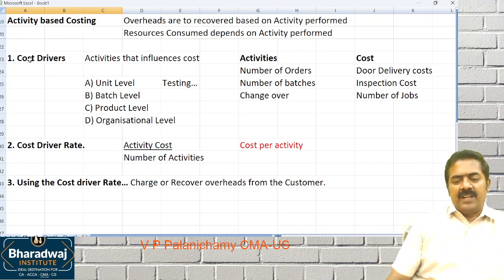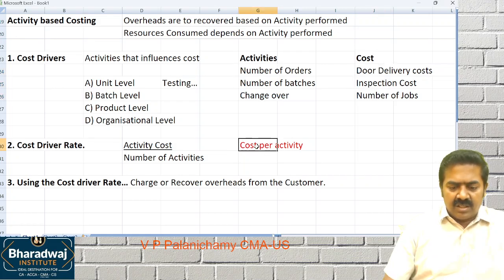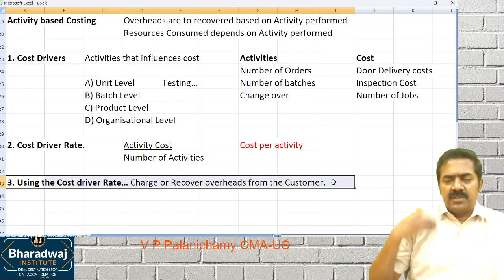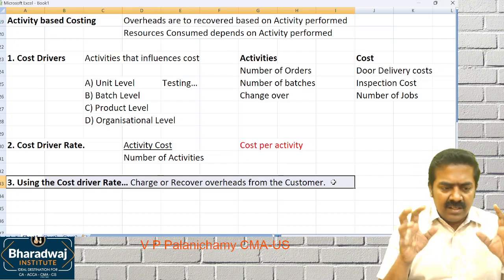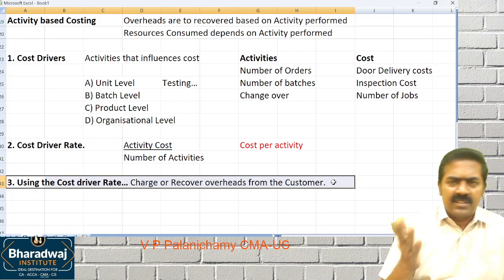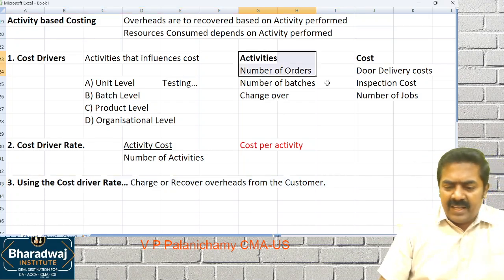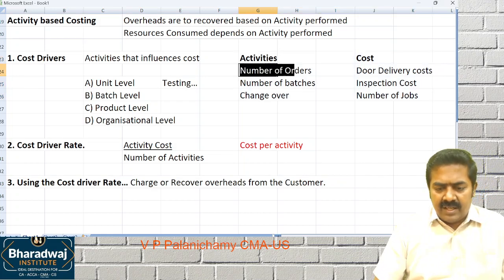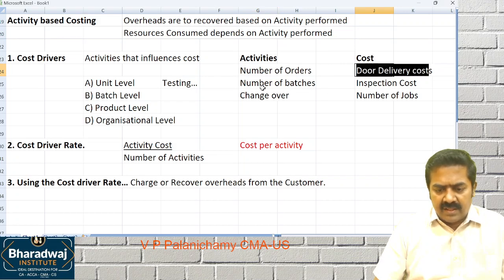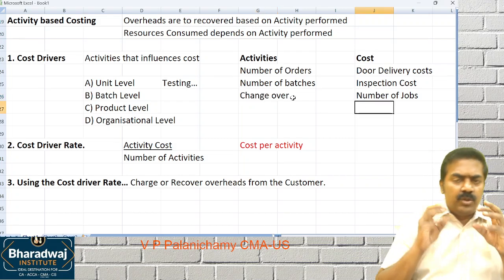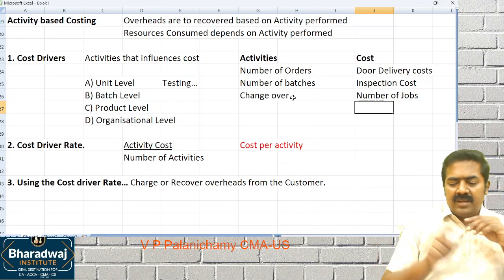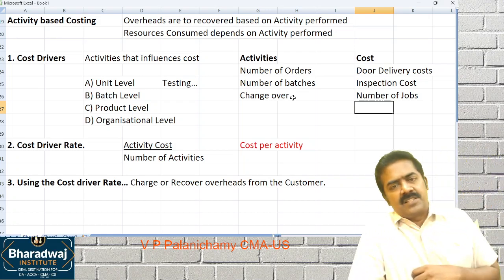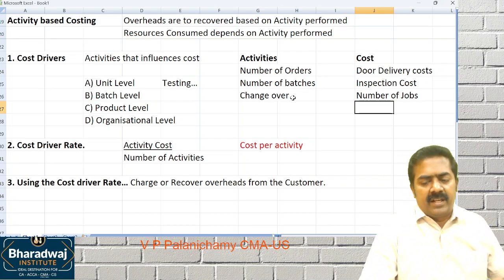Activity based costing, depending upon activities, identify the cost, then find out the cost per activity. There may be 20-30 activities, so you have to multiply 20-30 times and find out the cost. That is activity based costing. In a classroom we can discuss activity based costing in about 5-10 minutes, that's all. But practically, maintaining the data is very important. You should maintain data about the number of orders and door delivery cost, number of batches and inspection cost, how many changeovers happened, and number of jobs handled. So you have to maintain complete data. In a traditional costing system you just maintain hours: total overheads divided by number of hours, over. But under the activity based costing system, you have to maintain complete data about everything.